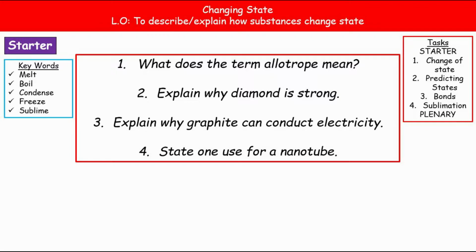What we're going to be doing in today's lesson is having a look at how we actually change the state of substances. So hopefully by the end of today's lesson you're going to be able to explain how substances undergo that change of state. To start us off, we've got 4 questions based around our previous lesson. So have a go at answering these 4 questions in your books. I'll leave these up for about 4 minutes today.